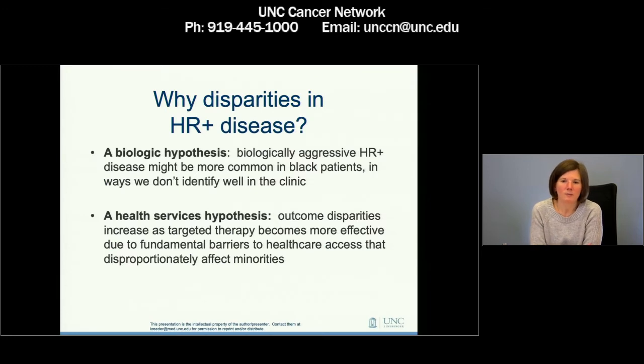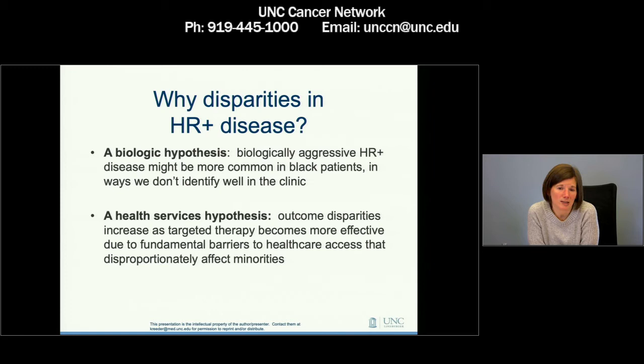Right. So let's focus in some now on our hormone receptor positive patients, which again are the majority of our patients regardless of race. So why this big gap in hormone receptor positive disease survival? So really there are two main hypotheses. One is a biologic hypothesis.